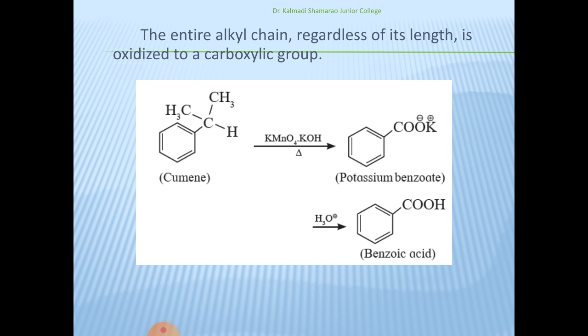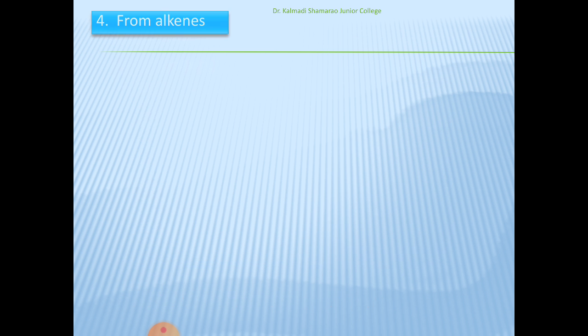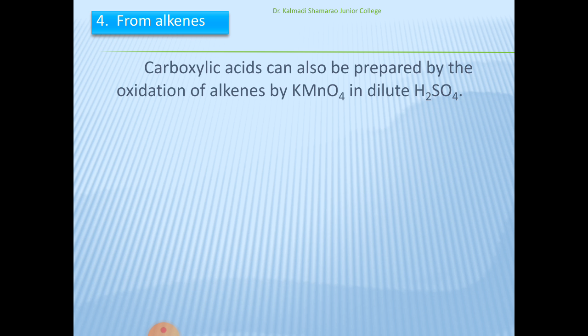Cumene gets converted into potassium benzoate, which gets converted into benzoic acid after acid hydrolysis. Tertiary alkyl group is however not oxidized. From alkenes. Carboxylic acid can also be prepared by the oxidation of alkenes by KMnO4 in dilute H2SO4.